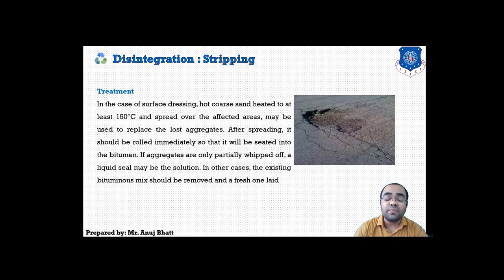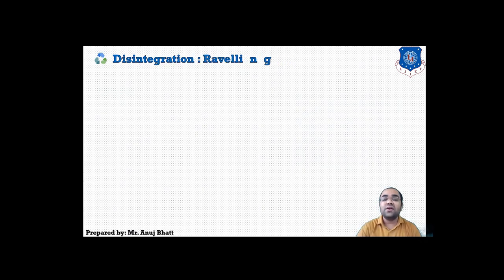If you talk about the treatment of stripping in case of surface dressing, hot coarse sand heated to at least 150 degrees Celsius should be spread over the affected areas to replace the lost aggregates. After spreading, it should be rolled immediately so that it will be seated into the bitumen. If aggregates are only partially wiped off, a liquid seal may be the solution. In other cases, the existing bituminous mix should be removed and a fresh premix bituminous mix should be laid down over the surface. As a precautionary measure, a suitable anti-stripping agent should be added in the bitumen at the time of construction. The next disintegration defect is ravelling.